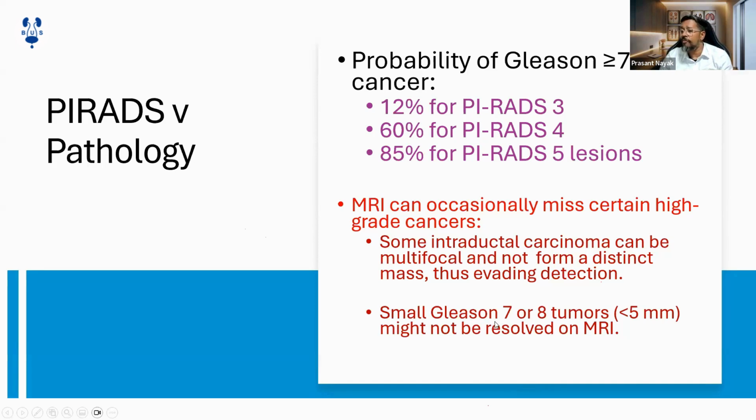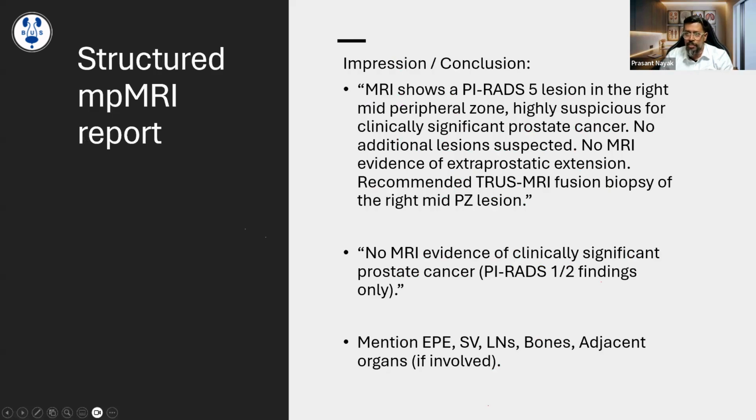Very small lesions, less than 5 mm, there is a limitation. They may not be resolved adequately on an MRI, and you might miss them. So, as I said, anything more than 5 mm up to 1.5 cm, you can call PI-RADS 4, and more than 1.5 centimeter, it goes as a PI-RADS 5 lesion.